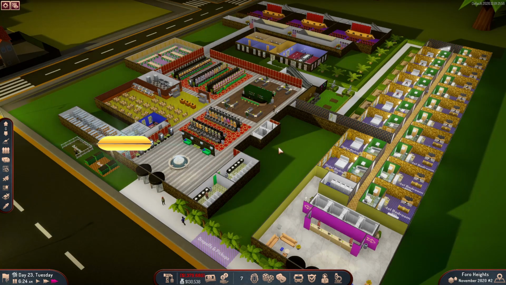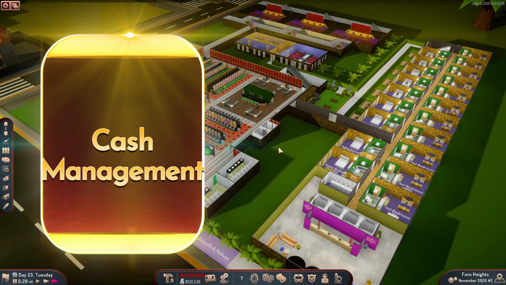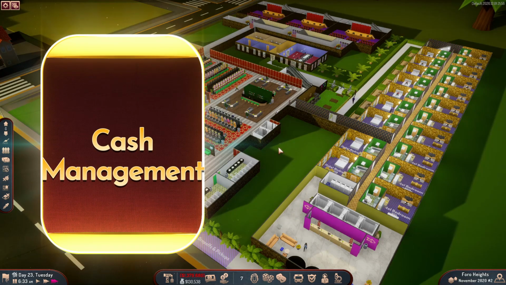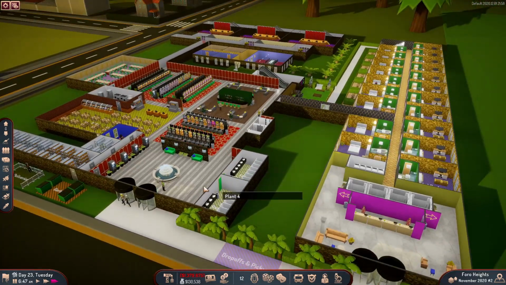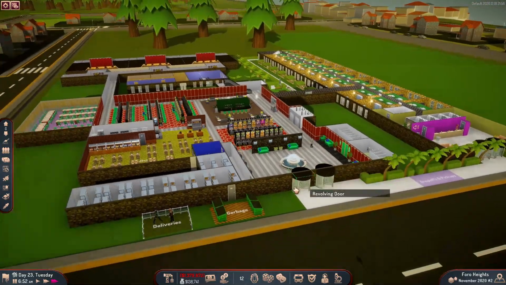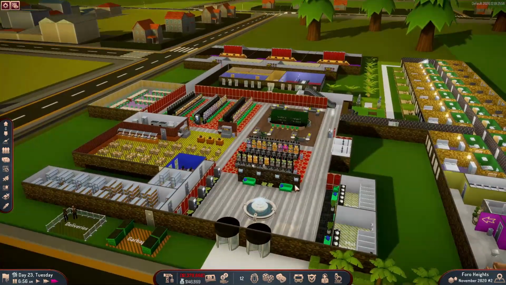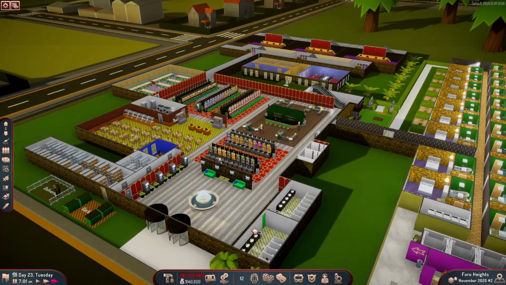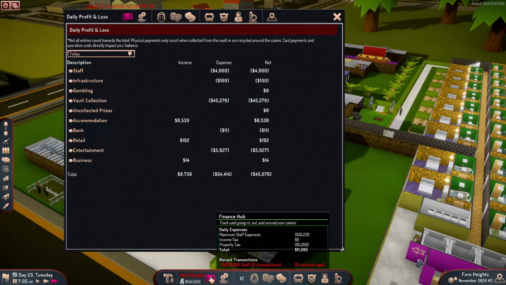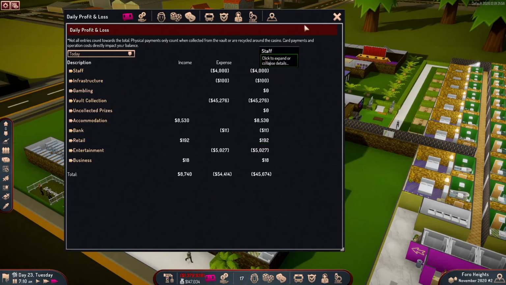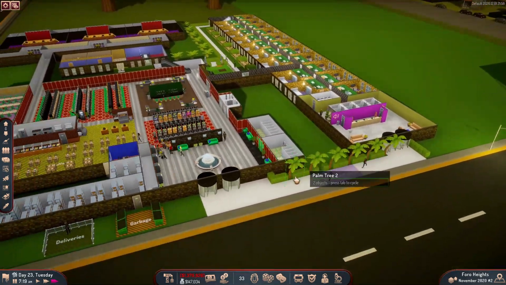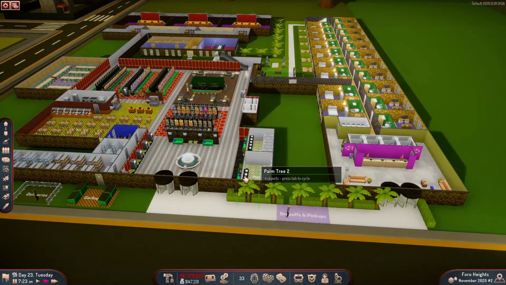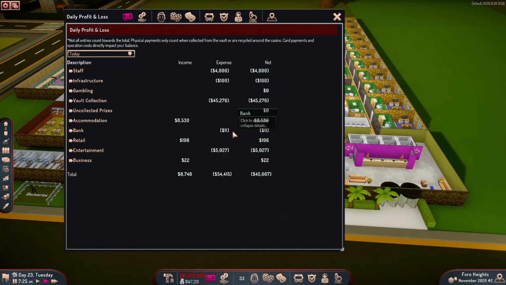Today we're going to be looking at cash management and how to read it, and really more importantly, how to figure out where all of your money is coming from and where it's going. Because when working in a casino and operating a hotel, we always want to make sure we're making a profit, right? I know the cash management screen, or the finance hub, can get a little bit confusing sometimes, so let's break it down in some easy ways to understand.